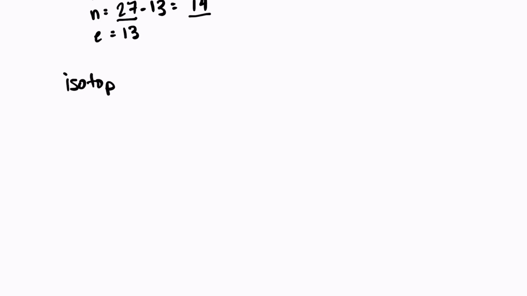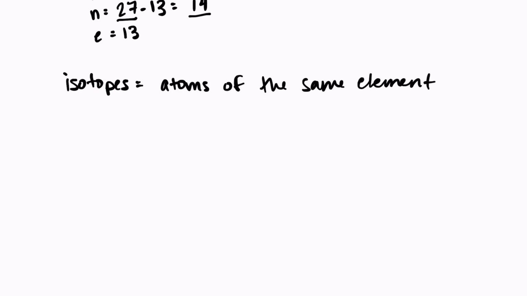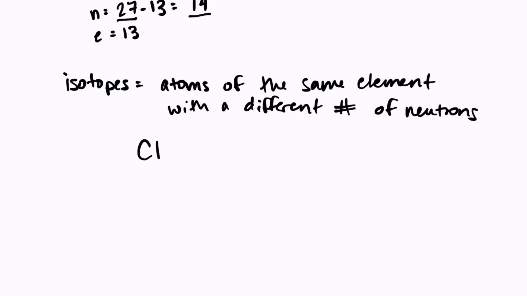Isotopes are atoms of a given element that have different numbers of neutrons. So atoms of the same element with different number of neutrons. So just as an example, we could have something like chlorine 35 and chlorine 37. Those are isotopes because the mass number is different. Remember, the number at the top is the mass number. So these two would have different numbers of neutrons.